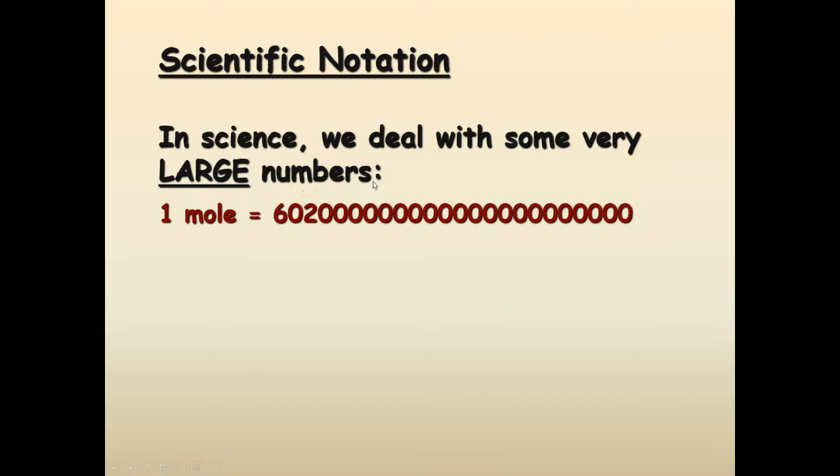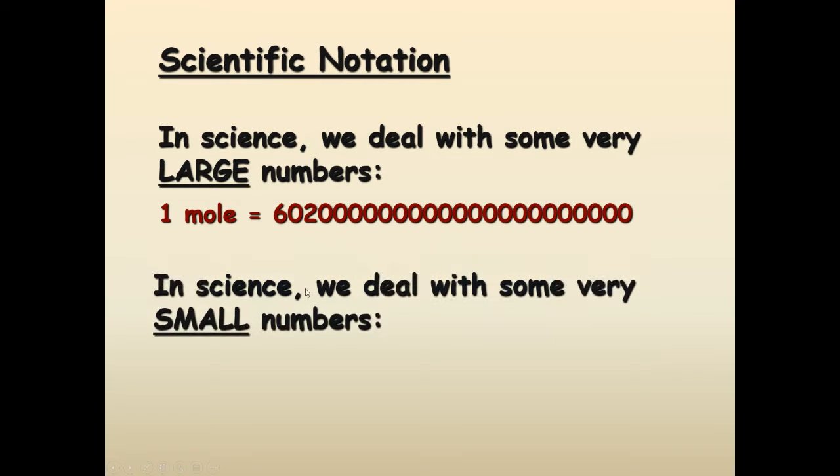So we deal with some very large numbers. We're going to be focusing a lot this unit on something called a mole. And please don't let mole scare you. It's basically the same thing as me saying a dozen. So it's just a unit of measurement. A dozen's a unit of measurement. 1 dozen means 12. In this case, one mole is 6.02 times 10 to the 23rd molecules of a substance. So this is a very big number.